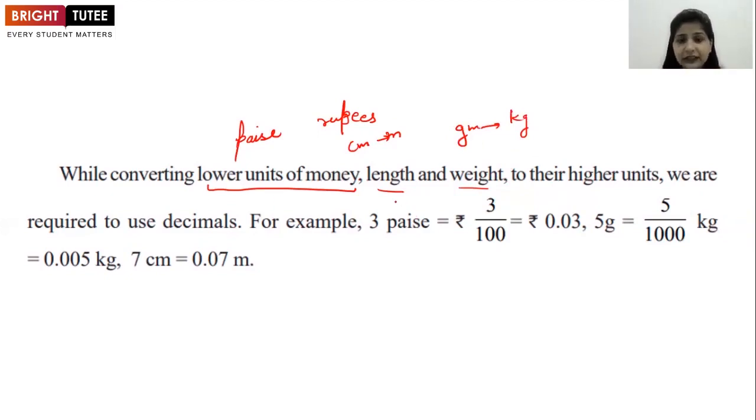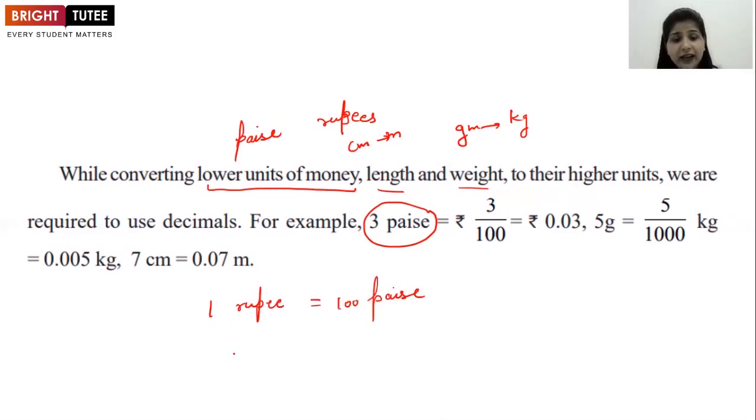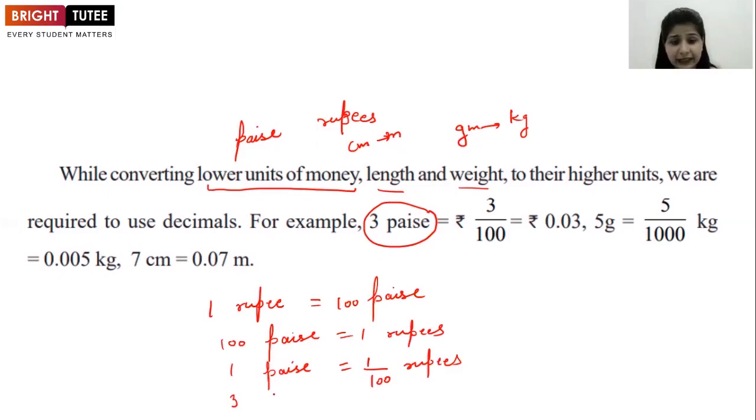For example, 3 paise is equal to how many rupees? How do we convert it? We know 1 rupee is equal to 100 paise, or we can say 100 paise is equal to 1 rupee, right? Now, what will be 1 paise equal to? 1 paise is 1 upon 100 rupees, students. So what about 3 paise then? 3 paise will be 3 upon 100 rupees.